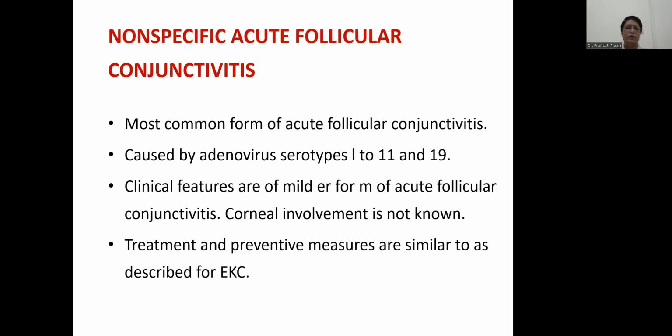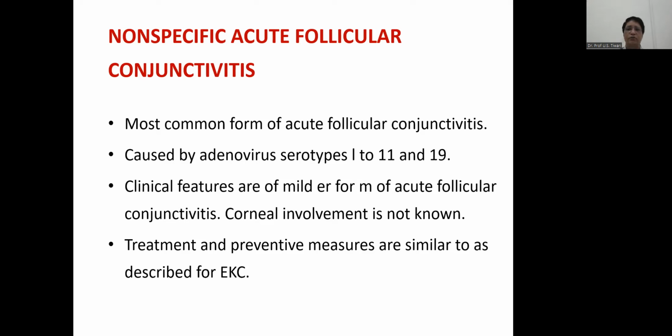Non-specific acute follicular conjunctivitis is the most common form of acute follicular conjunctivitis. So this is quite a common type of viral conjunctivitis. It is caused by adenovirus serotypes 1 to 11 and 19. Clinical features of this type, which we call non-specific acute follicular conjunctivitis, are mild to moderate. Corneal involvement is not seen. The features are just like any other acute follicular conjunctivitis.